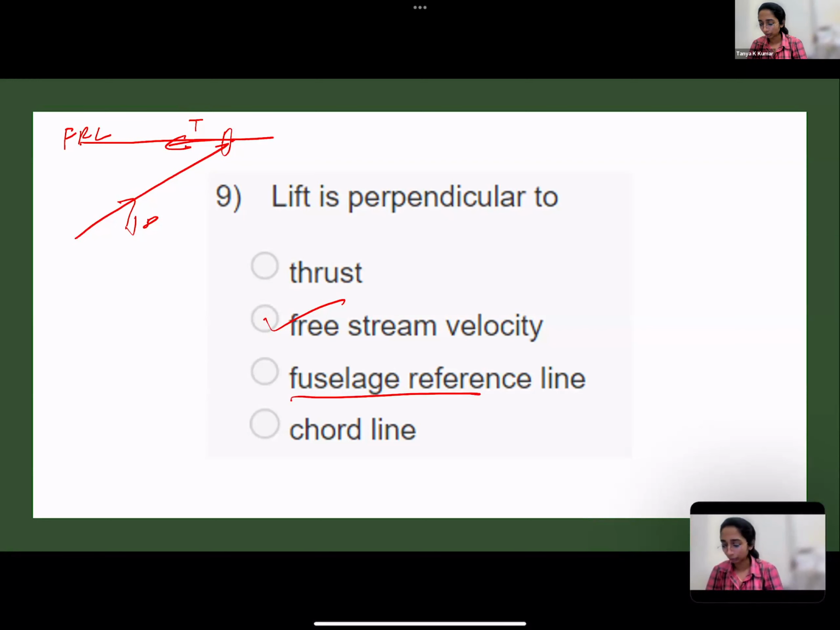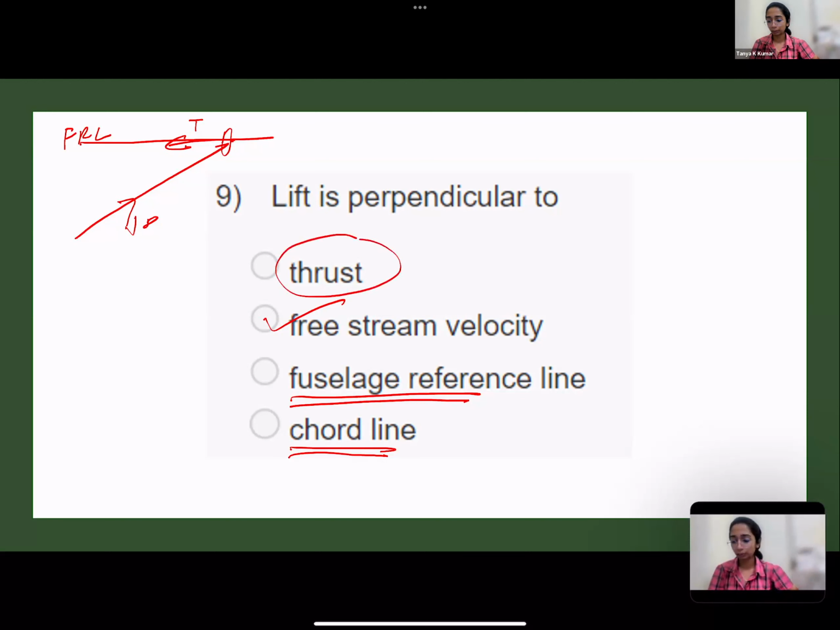Here, fuselage reference line is given as one of the reference points. So unless you have some thrust vectoring involved, your thrust is wherever it's fixed. Okay, chord line. What angle or what parameter do we measure with respect to chord line? Again, before that, in cruise, your lift is perpendicular to thrust, but not always. So you can't say that. So what parameter do we measure with respect to chord line?